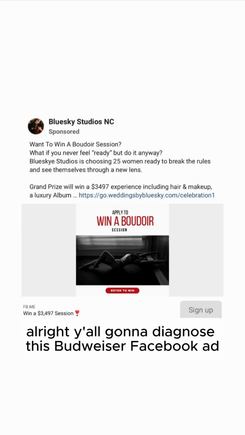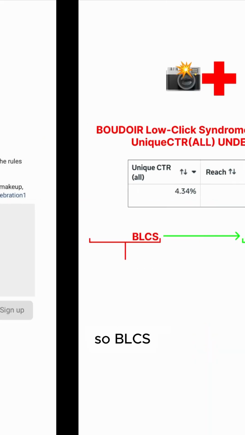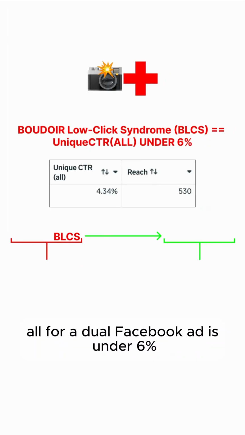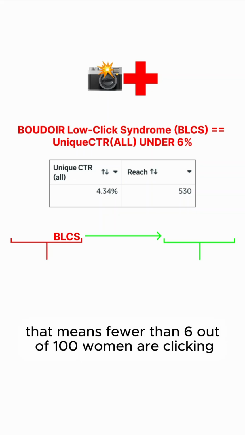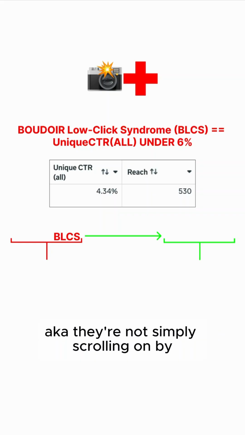All right, y'all. Gonna diagnose this boudoir Facebook ad, see if we believe it has BLCS, aka boudoir low click syndrome. So BLCS is when the unique CTR all for a boudoir Facebook ad is under 6%. That means fewer than 6 out of 100 women are clicking somewhere on our ad, aka they're not simply scrolling on by.